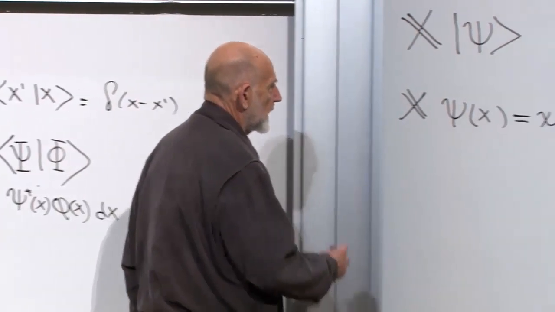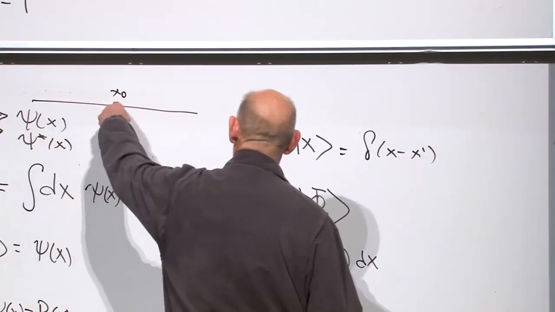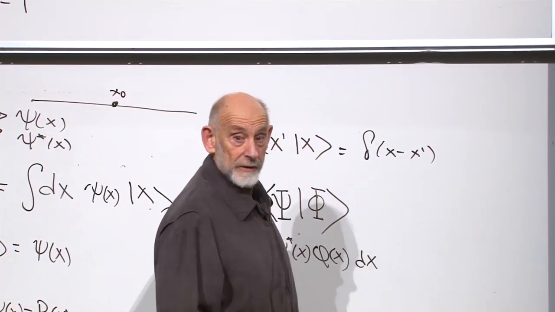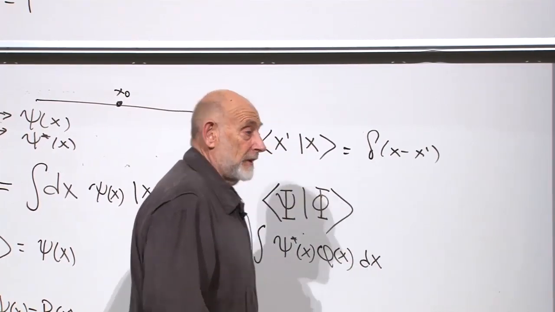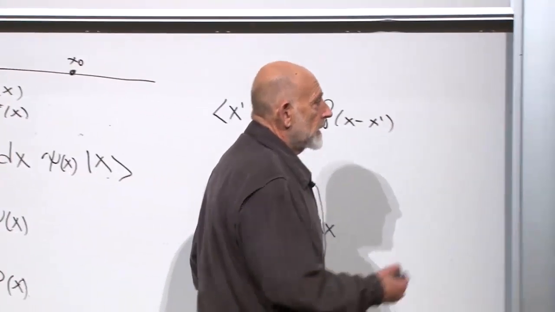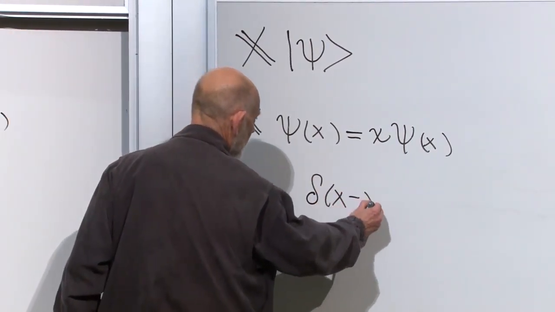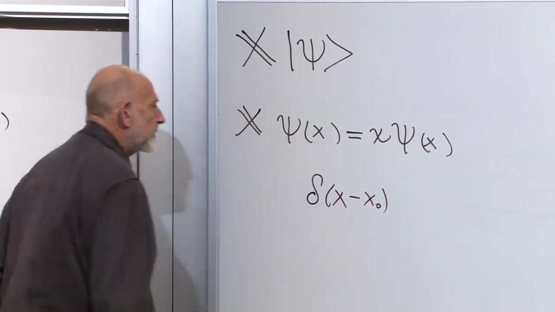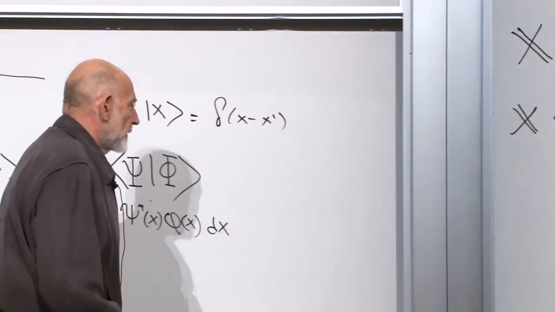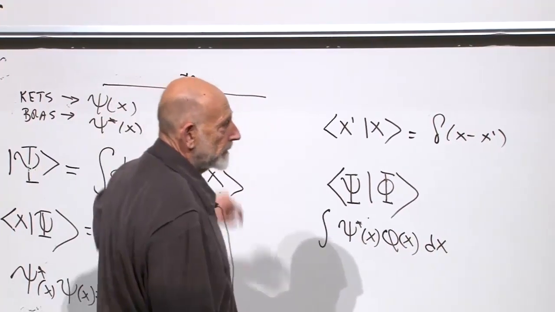What would we expect the eigenvector to be? It should be a function which is zero everywhere except at x naught, right? That's what we would expect. It should be concentrated at x naught. And so let's try the function delta of x minus x naught. X naught is just a parameter here now. It's a function of x, but it's the function of x which represents the particle at position x naught.